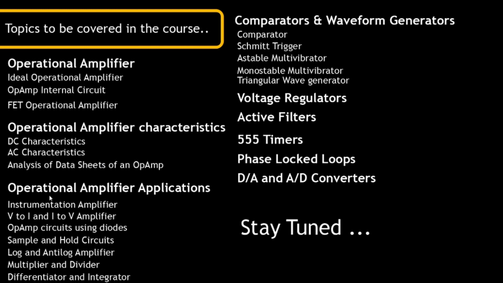Then we will see some applications of op-amps, that is, how to make the instrumentation amplifier, V-to-I amplifiers, op-amp circuits using diodes, sample and hold circuits, log and anti-log amplifiers, multiplier and divider, differentiator and integrator, and many more. Then we'll move on to comparators and waveform generators, where we will learn about the Schmitt trigger, the astable multivibrator, the monostable multivibrator, and the triangular wave generator.